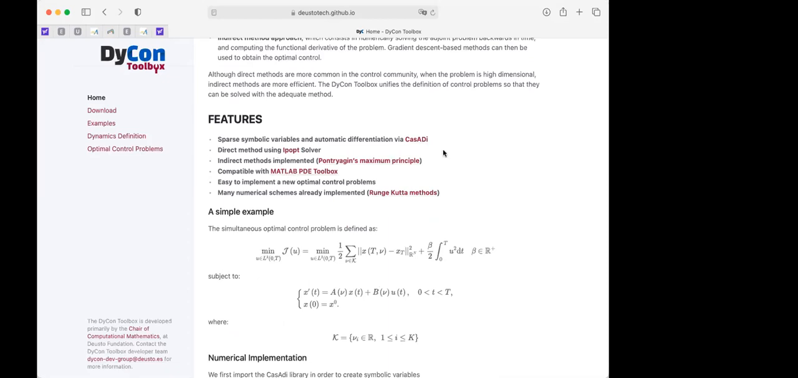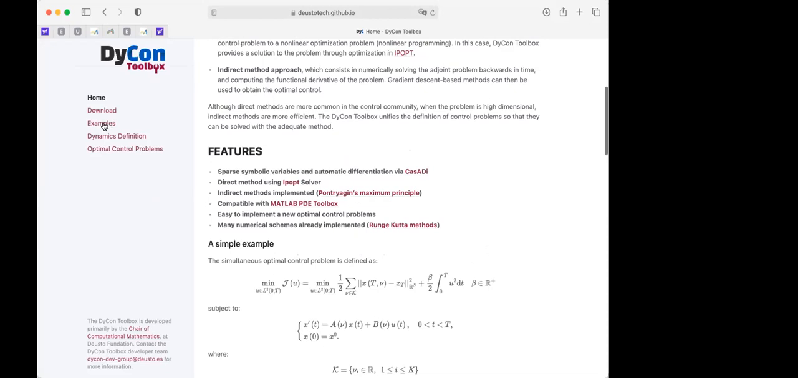As I said, it is combining tools that are already existing. One of them is automatic differentiation. I will come back to this later. The other one is IPOPT that I just mentioned. And of course, concepts like Runge-Kutta methods for discretizing differential equations, Pontryagin maximum principle for characterizing the optimal control, and the MATLAB PDE toolbox in order to discretize PDEs.